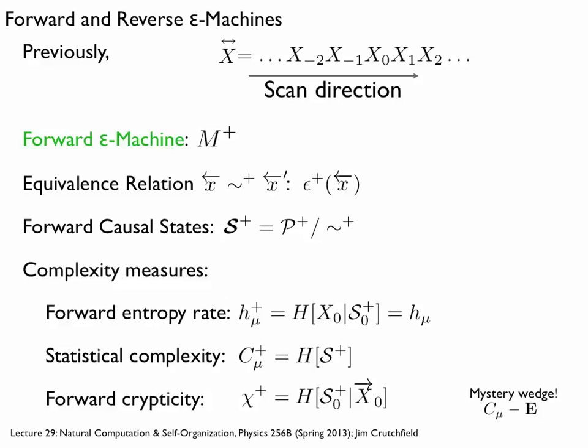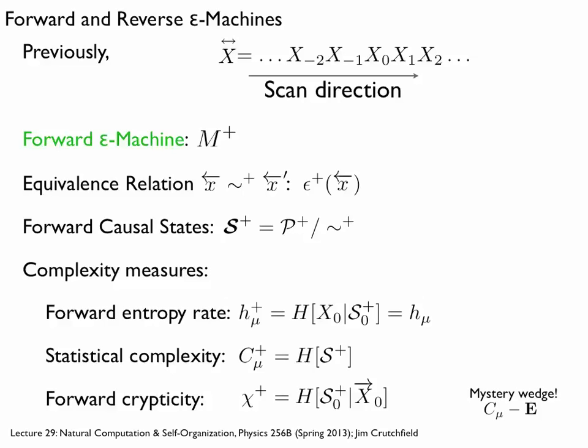We're grouping histories using the epsilon function. We group them so that the futures look the same. We're going from the given forward process and then modding out by this equivalence relation. The resulting equivalence classes are the forward causal states. And we have all of our various complexity measures. I have the forward epsilon machine, and there are things we can calculate.